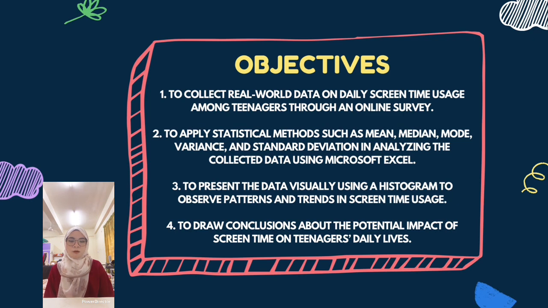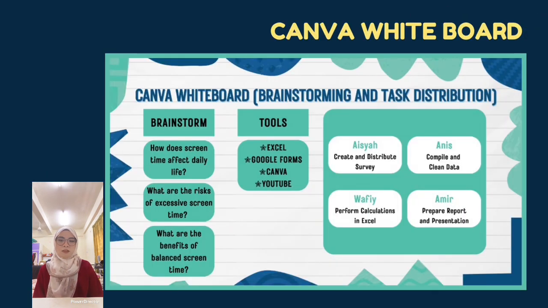At the beginning of our project, we used Canva whiteboard pages to brainstorm some key questions. These include how screen time affects daily life, what the risks of excessive screen time are, and what benefits can come from maintaining a balanced amount of screen usage. That idea helped guide the direction of our research. To complete this project, we used several tools, including Google Form to collect responses, Microsoft Excel for the analysis, Canva for brainstorming and designing visuals, and YouTube for presenting our final video.